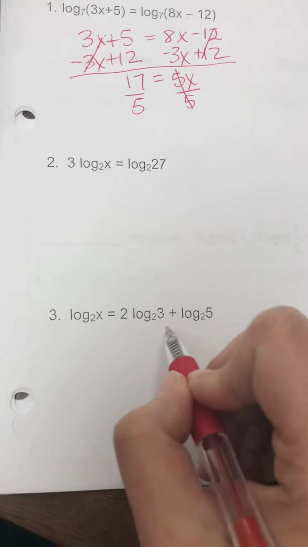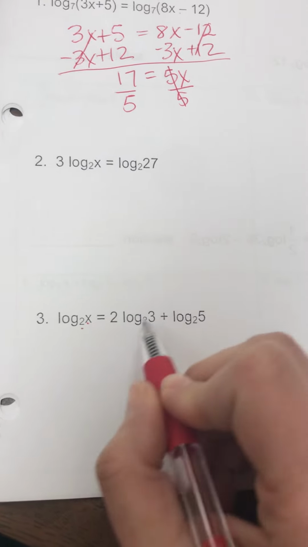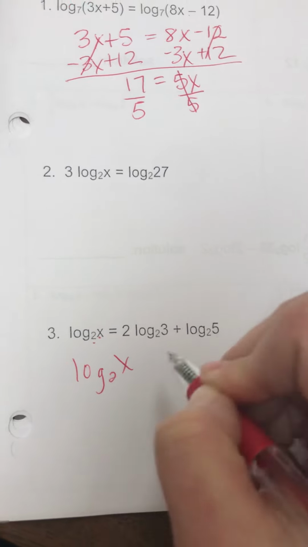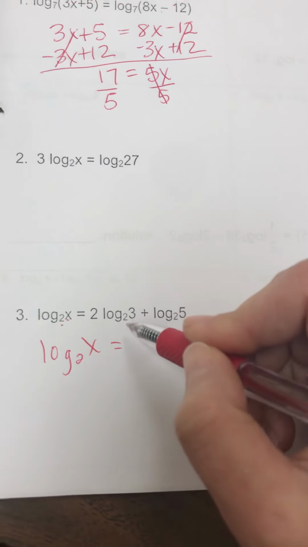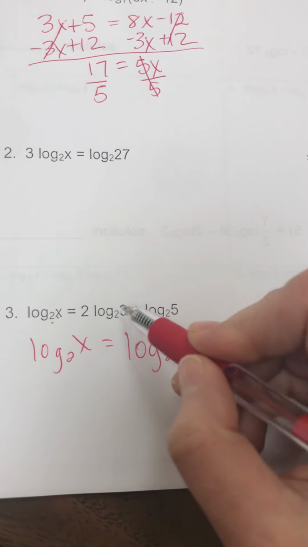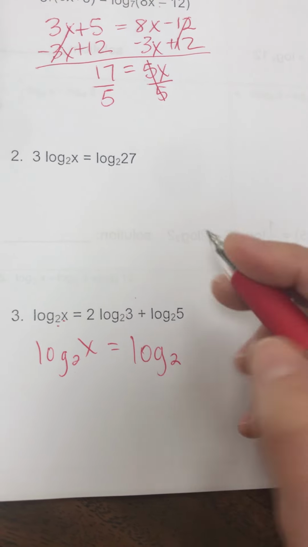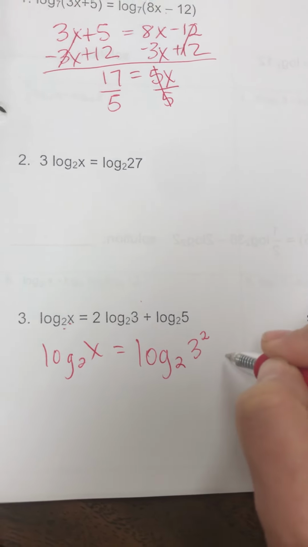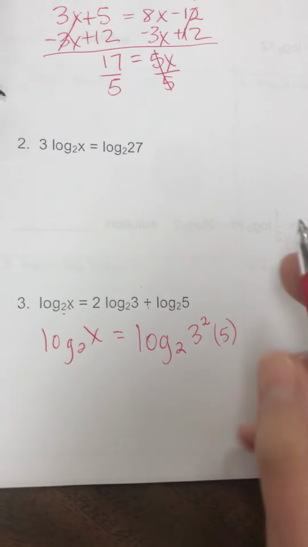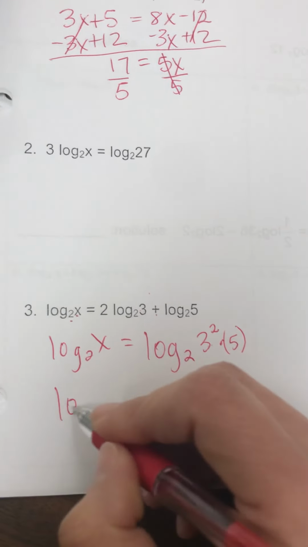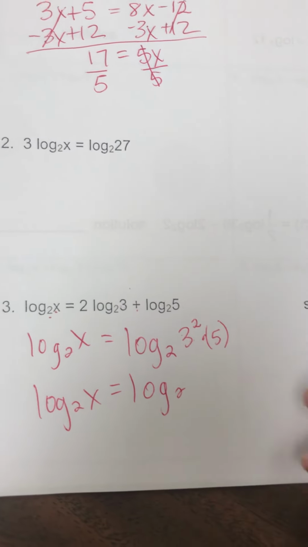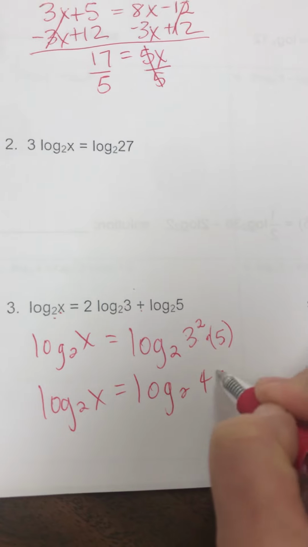So now let's skip down to the third. First we have to combine this into 1. So you have log base 2 of x. But now let's consolidate this side. So what are you going to have over here? So log base 2 of x, I'm just going to rewrite it, equals log base 2 of 3 squared times 5, because this plus tells me I'm multiplying these two together. So that's going to be log base 2 of x is equal to log base 2 of 3 squared, which gives you 9, and 9 times 5 gives you 45.